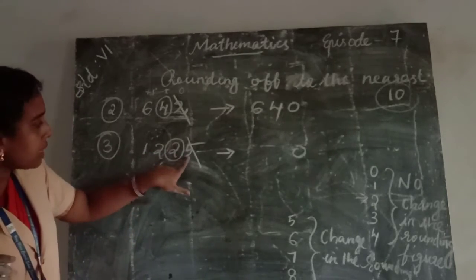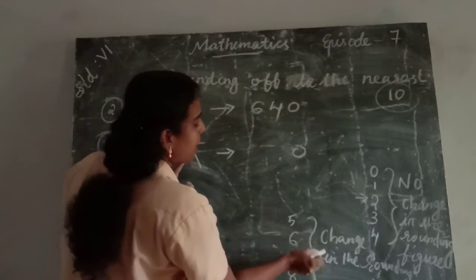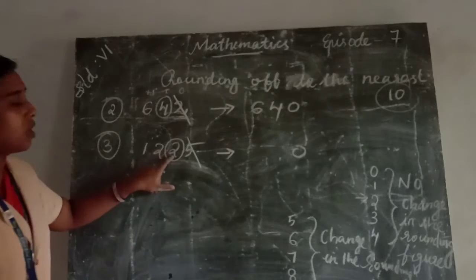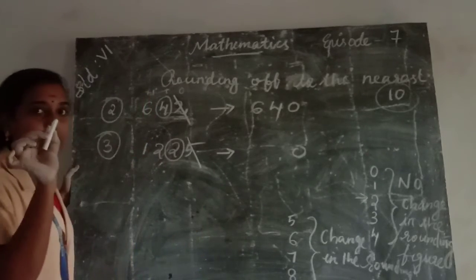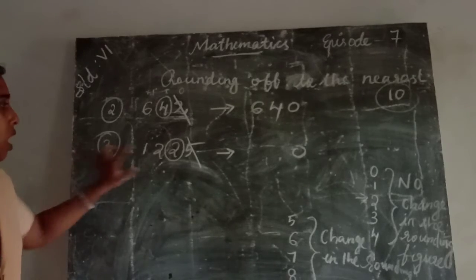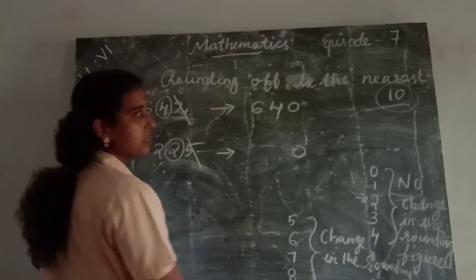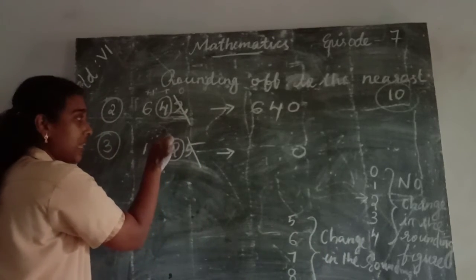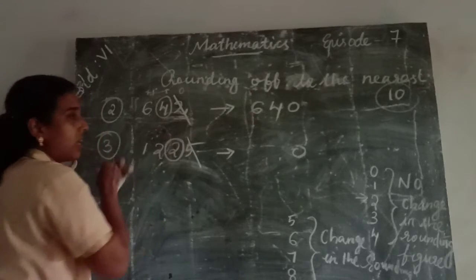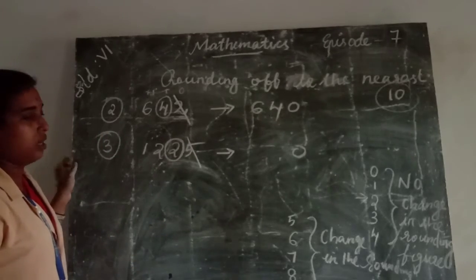The off number is 5. If the off number is 5, then we add 1 to the rounded number. If the off number that comes just before the rounding digit is 5, 6, 7, 8, 9, then there is a change in the rounding figure, which means we add 1 to the rounding digit.